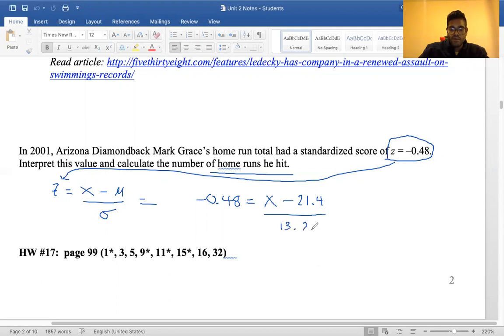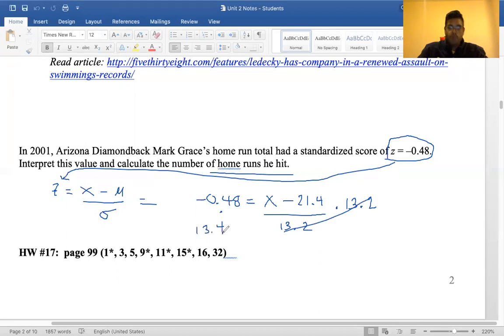And now this is just a matter of algebraic manipulation, right? We're just trying to solve for x. So go back to your algebra 1 days, your algebra 2 days. Multiply by 13.2 on both sides. Okay, these are going to cancel out.